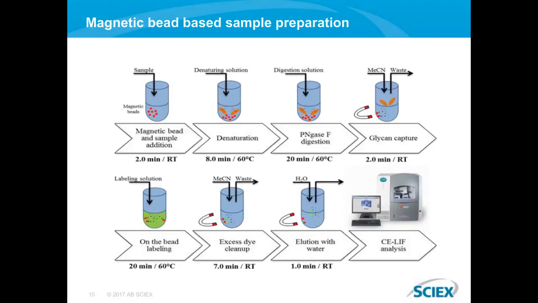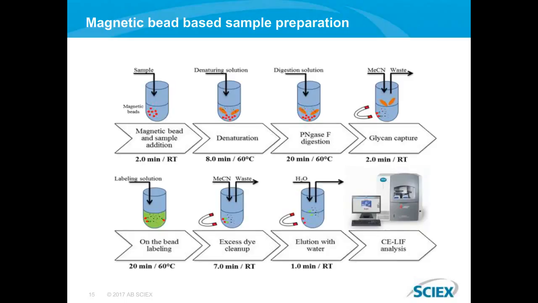After the labeling step, again, we have to clean it up. So we add the appropriate amount of organic solvent, then all the APTS labeled glycans will be bound again to the surface of the beads. We can wash out the excess dye, and then finally elute the labeled sugars from the surface of the beads, and can directly go into the capillary electrophoresis unit with laser-induced fluorescence detection.